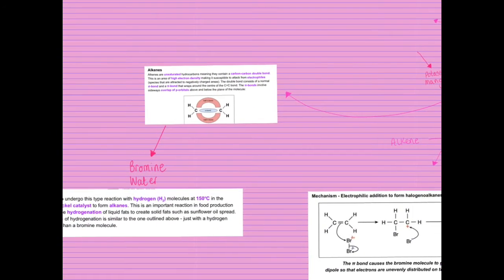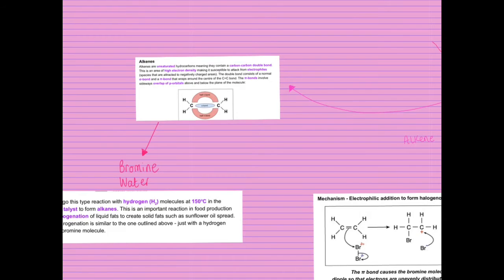So the other type of hydrocarbon that you have to know about is alkenes. Okay, so alkenes are unsaturated hydrocarbons, means they contain a double bond, and they've got this area of electron density. Okay, and it's got these pi bonds overlapping with these sigma bonds. So the double bond consists of a normal sigma bond and a pi bond that wraps around the center of the carbon-carbon double bond. These pi bonds overlap sideways with the p orbitals above and below the plane. Okay, so the pi bonds overlap above and below the plane. It makes it really electron dense.